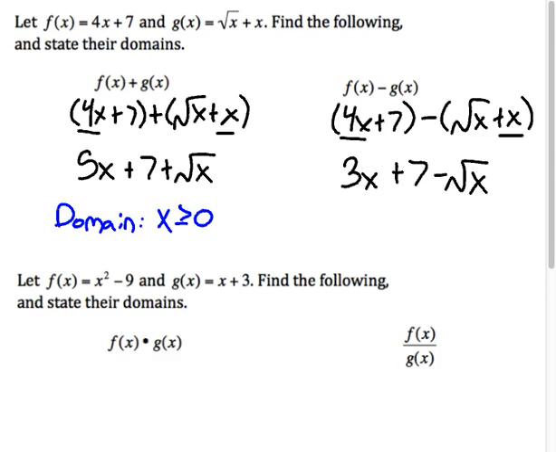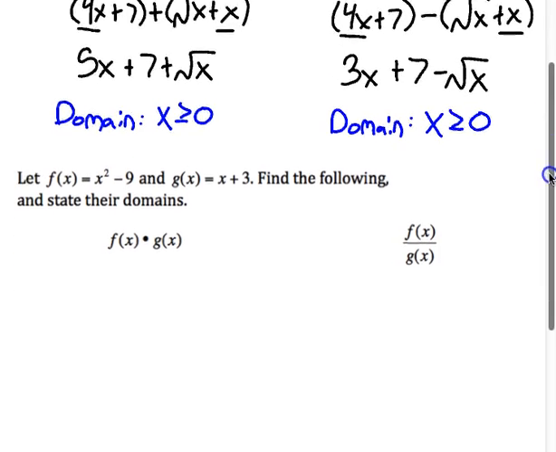Domain is going to be a very similar situation. For our domain, remember, we cannot put negatives inside of a square root and get real solutions. So I have to limit myself to only putting in 0 and above. I can only put in positive things, no negatives inside that square root.